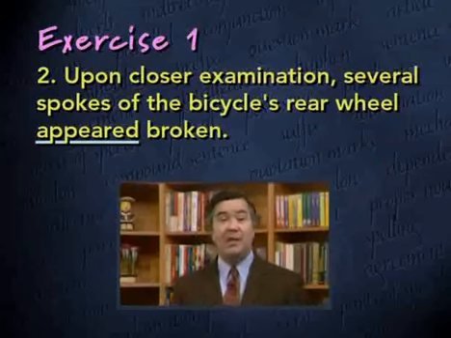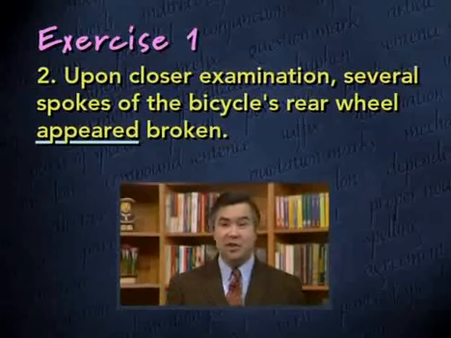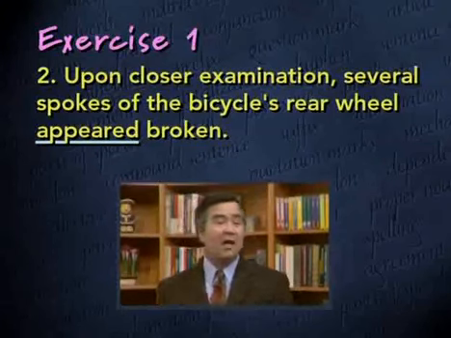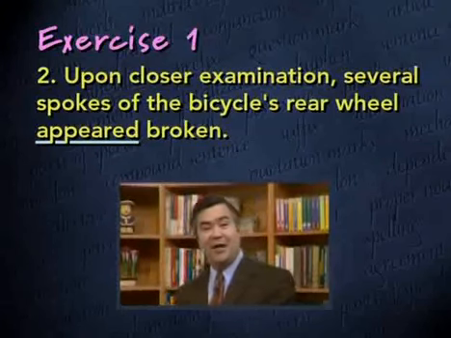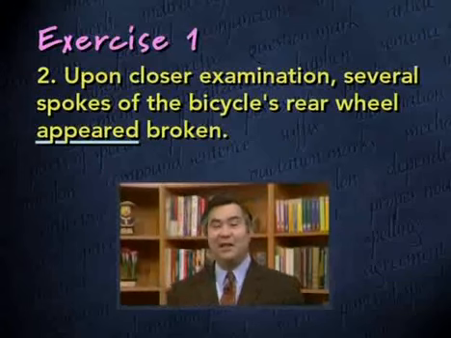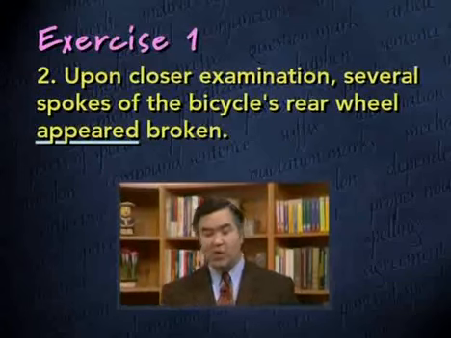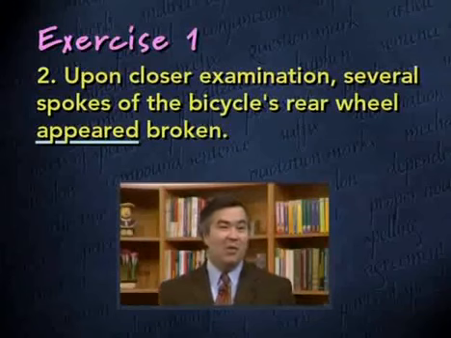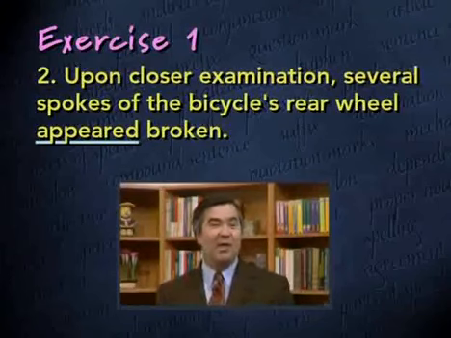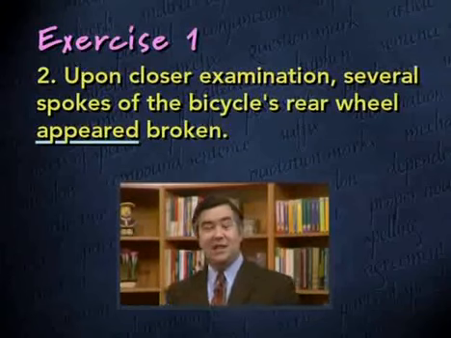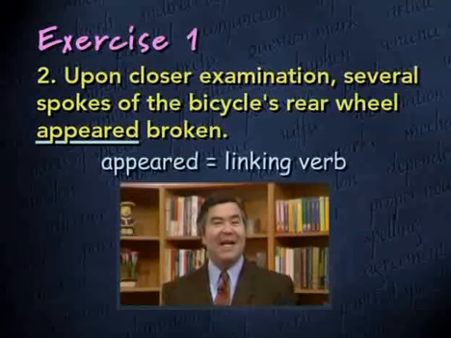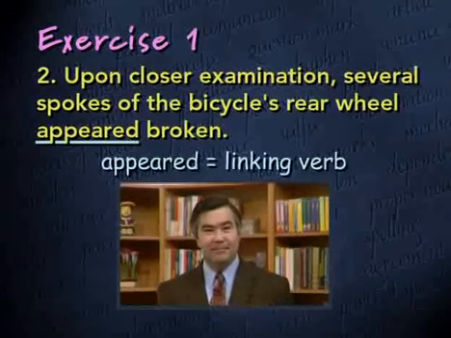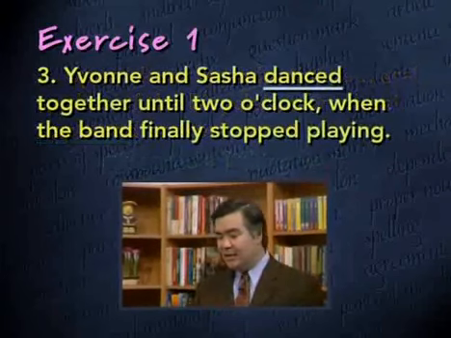the two things are being linked. The spokes, which is the subject of the verb appeared, and the word broken, which comes after the verb, those two things are being linked, and we're being told that the spokes were broken. What comes before and after the verb are being equated in this sentence, so appeared is being used as a linking verb. Our next example.